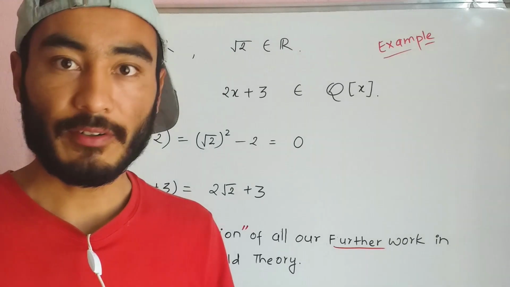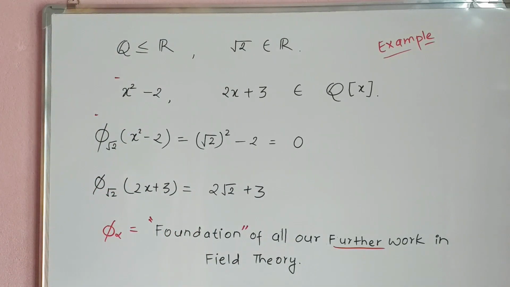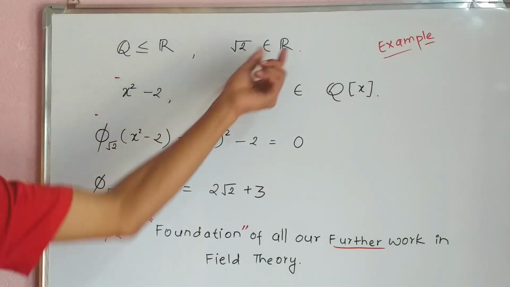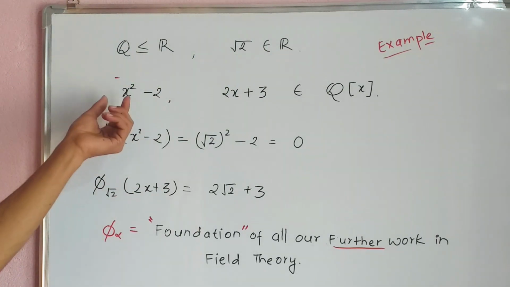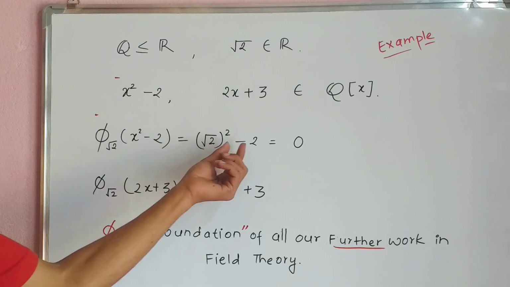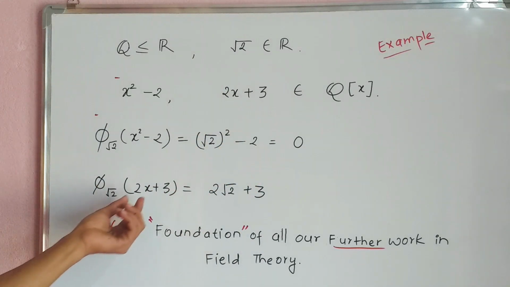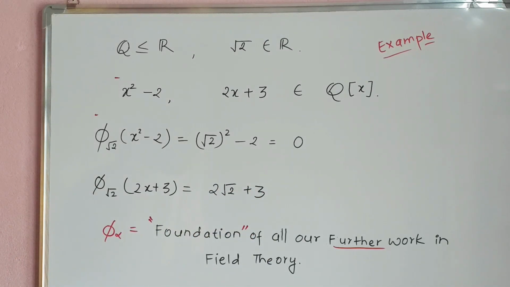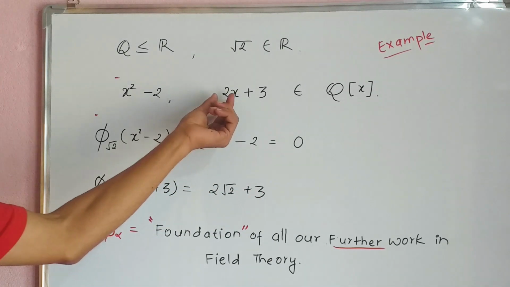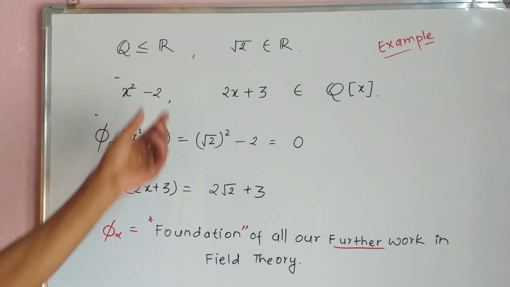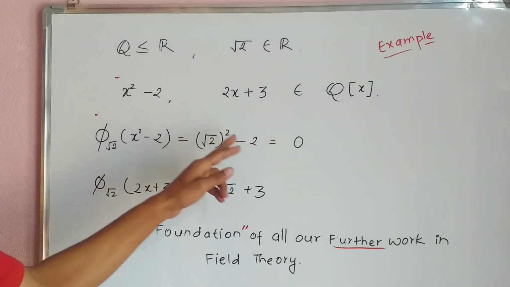Now I'll give an illustration of this. Q is the field of rational numbers, R the field of real numbers. Q is a subfield of R, and root 2 belongs to R. Let x squared minus 2 and 2x plus 3 be two polynomials of Q[x]. Then phi root 2 of x squared minus 2 is root 2 squared minus 2, which equals 0, and phi root 2 of 2x plus 3 equals 2 root 2 plus 3, from the definition of phi alpha. So the evaluation of 2x plus 3 at root 2 is 2 root 2 plus 3. The evaluation of x squared minus 2 at root 2 is root 2 squared minus 2, that is 0.